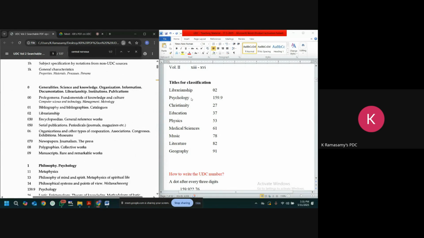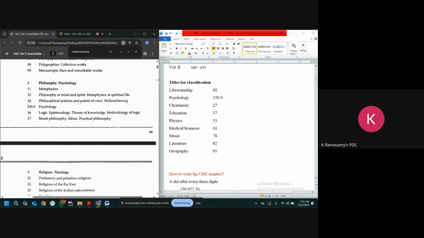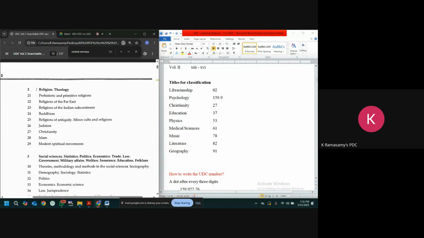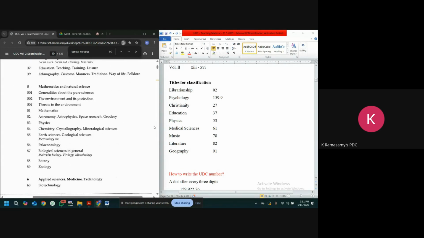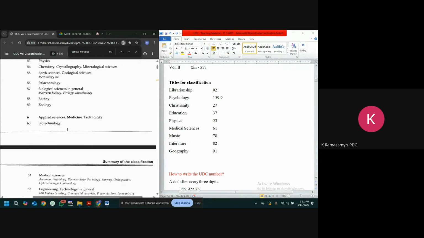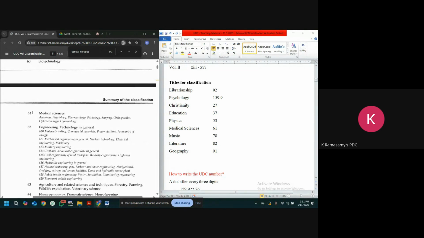It is 02. What is the number for psychology? Just come down. 159.9 stands for psychology. And what is the number for Christianity? We have 2 for religion, including Buddhism and Judaism. The Christian number is 27. Then comes education. Education comes under social sciences, and 37 stands for education. Then comes physics. 5 is natural sciences, including mathematics and astronomy, and 53 is physics. What about medical sciences? 61 stands for medical sciences.